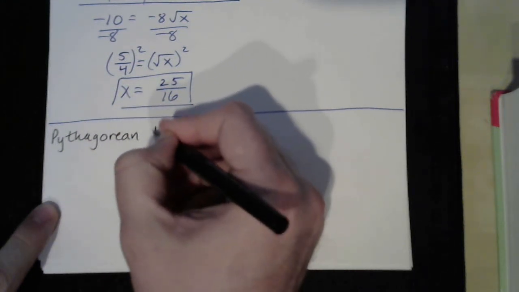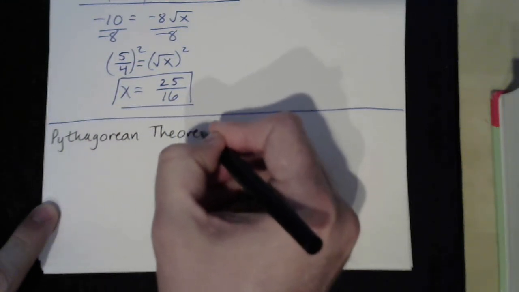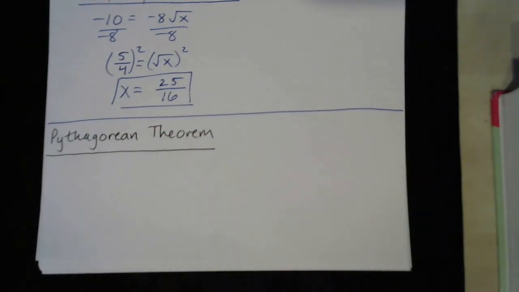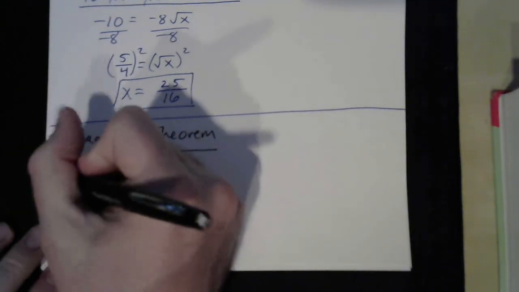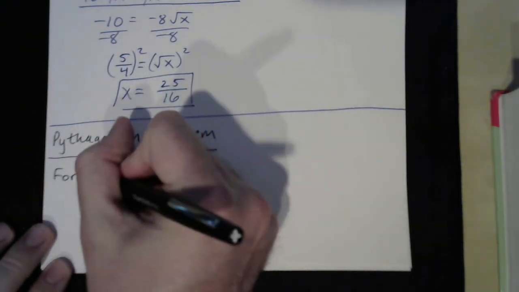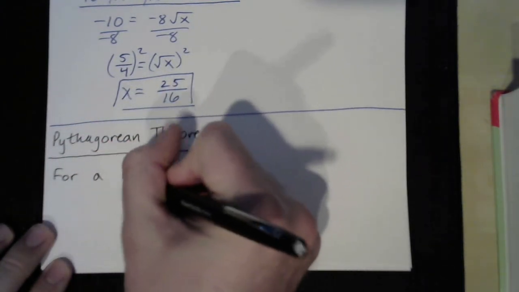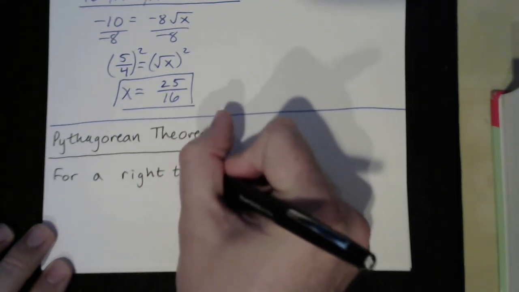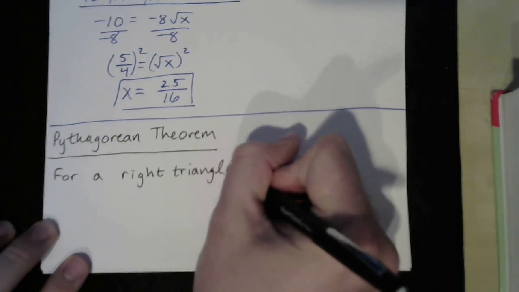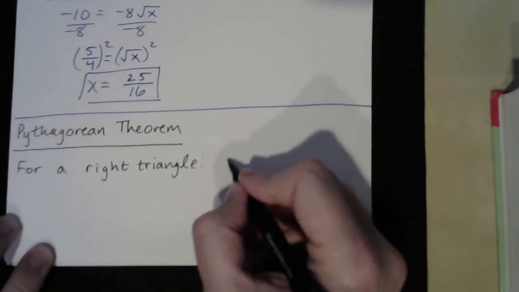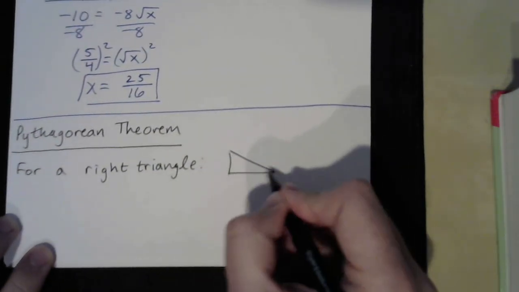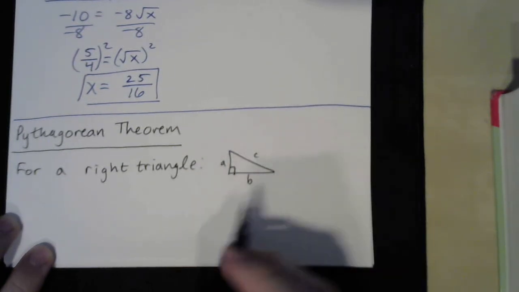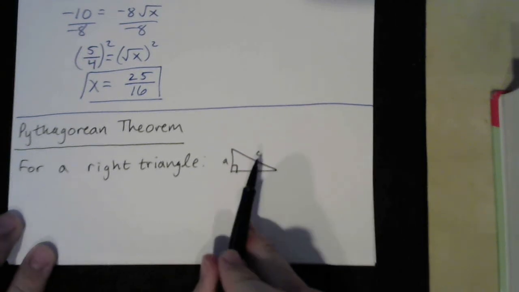Pythagorean theorem. It's probably one of, if not the best known mathematical theorem. And this is always for right triangles. So for a right triangle that has the form A, B, and C, the legs of the triangle are A and B, and the hypotenuse is C.